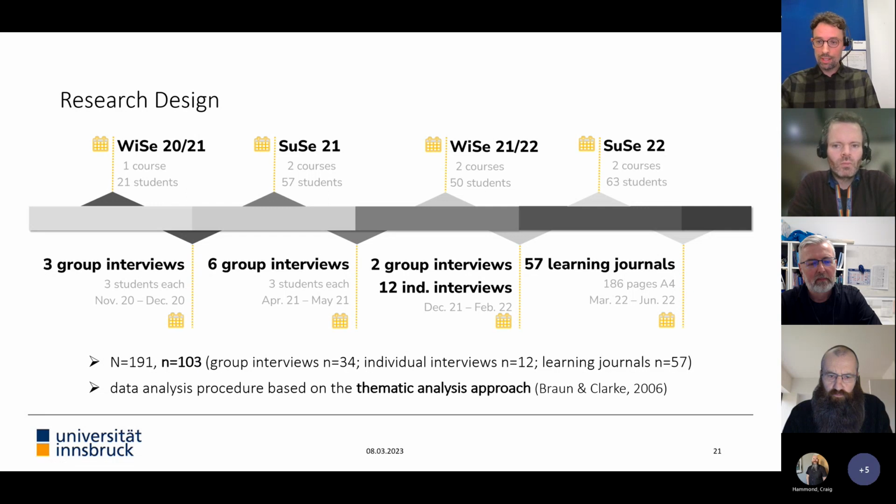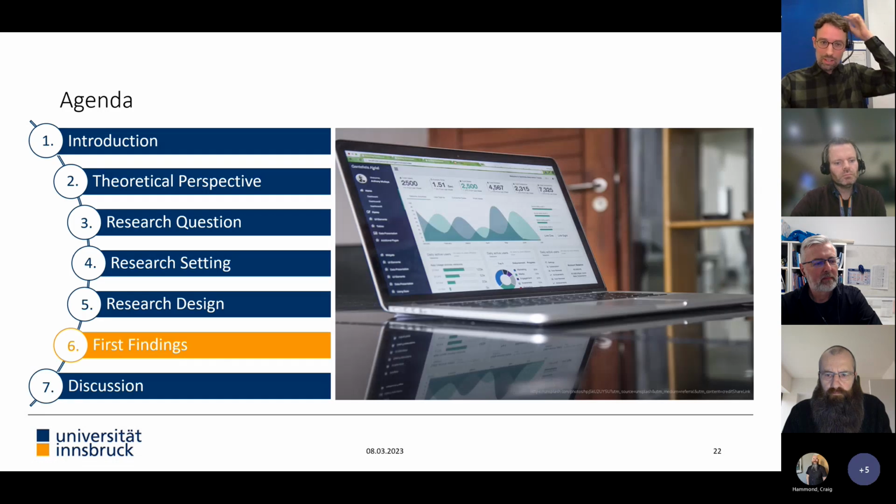And this tool is still used there, so we could get further data if it's necessary. But now we have a lot of data, and we have to analyze everything. So it's work in progress. Today, I will just show you a small bit of this data. We already analyzed the 12 individual interviews, and we inductively generated categories and central major themes based on the semantic analysis approach by Braun and Clarke. And that's what I want to show you in the last about 10 minutes.